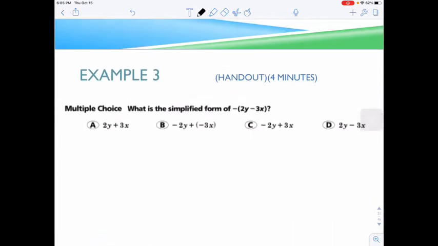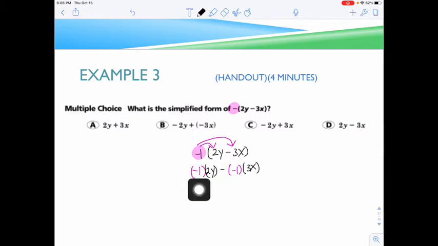What is the simplified form of negative times the quantity 2y minus 3x? What that last slide tells us we can do is, instead of writing negative, write -1, and now we're just going to use the distributive property. So I can distribute this -1 to both my 2y and my -3x.